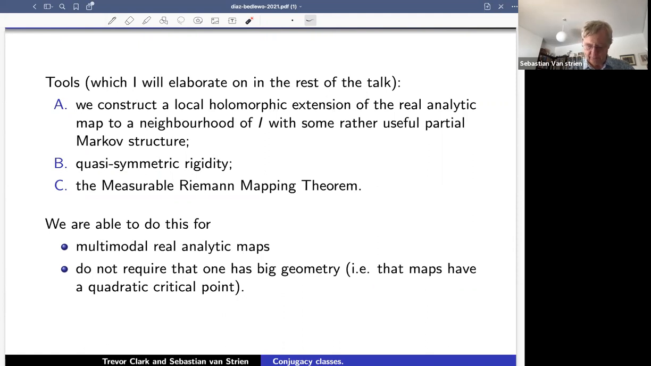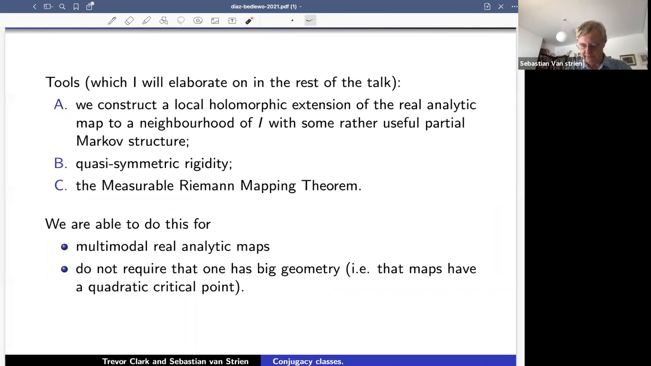And one of the things is we are able to do this if you have several critical points, and there is a difference there, because the thing is more convoluted. But perhaps even more importantly, we do not assume that you have big geometry, which is one of the main things that makes the previous results work. And that's why they need to assume quadratic critical points, because for a quadratic critical point, there's some kind of magic that tells you that you automatically get this big geometry. And that's actually not true, even in unimodal maps with degree 4, for example, or bimodal maps with quadratic critical points. They do not have that property.